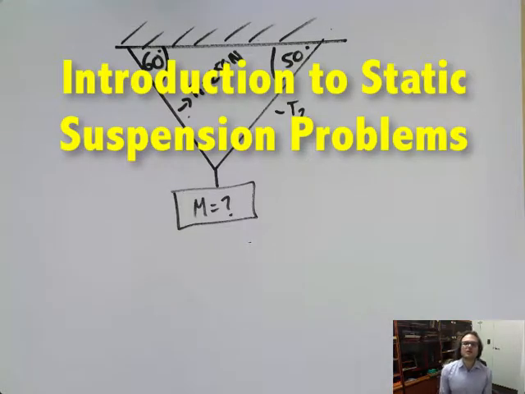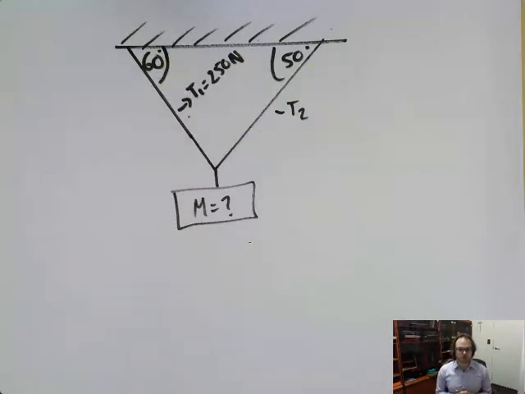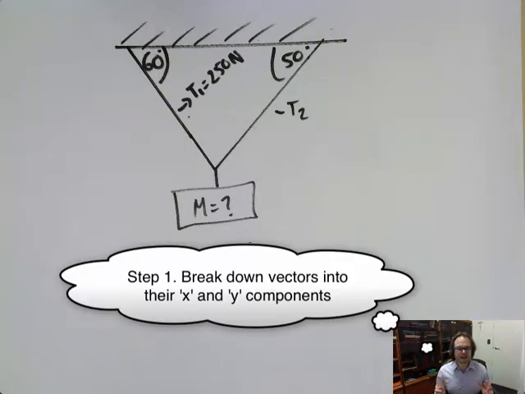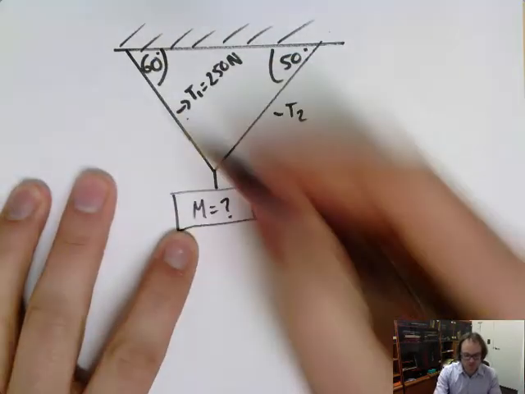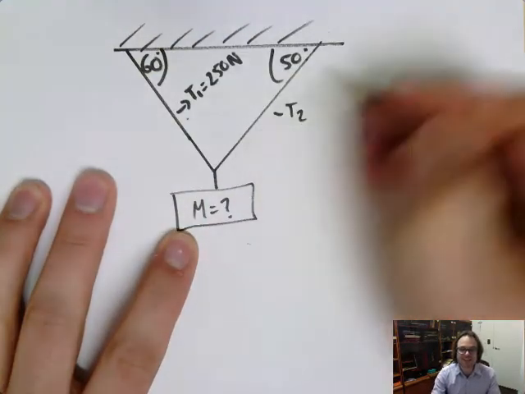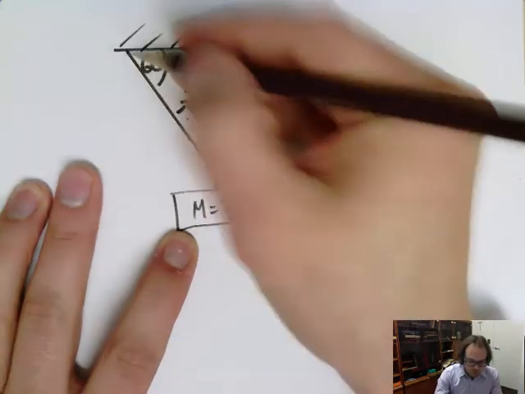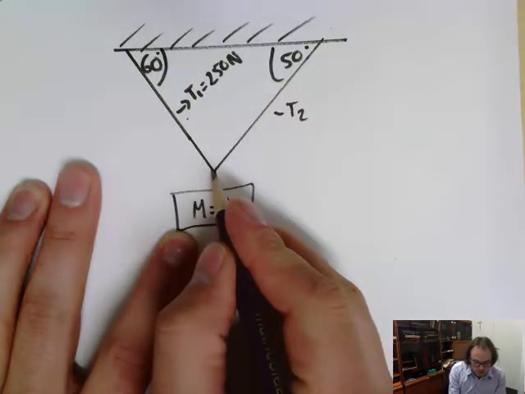Welcome. In this lesson, we are going to review how to solve a simple static suspension question. So let's look at my example here. Once again, first thing we're going to do is break everything down into their x and y components. We have two force vectors here, the tension of rope 1 and the tension of rope 2. So I'm going to break them down into their x and y components.